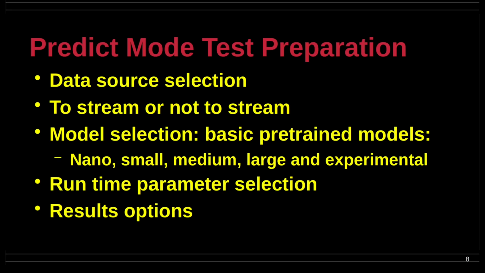For the limited purposes of this presentation, we will iterate through each of the basic pre-trained models: nano, small, medium, large, and experimental. There are other several runtime parameter selections. We will explore only the ones that we will use in our tests. Finally, the results object can provide very rich information that we will explore incrementally as we drill down predict mode with our test images and videos.